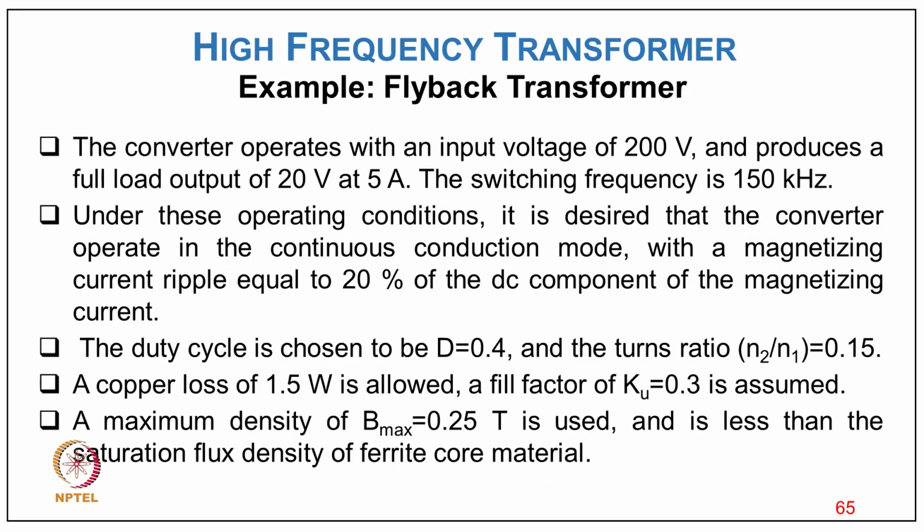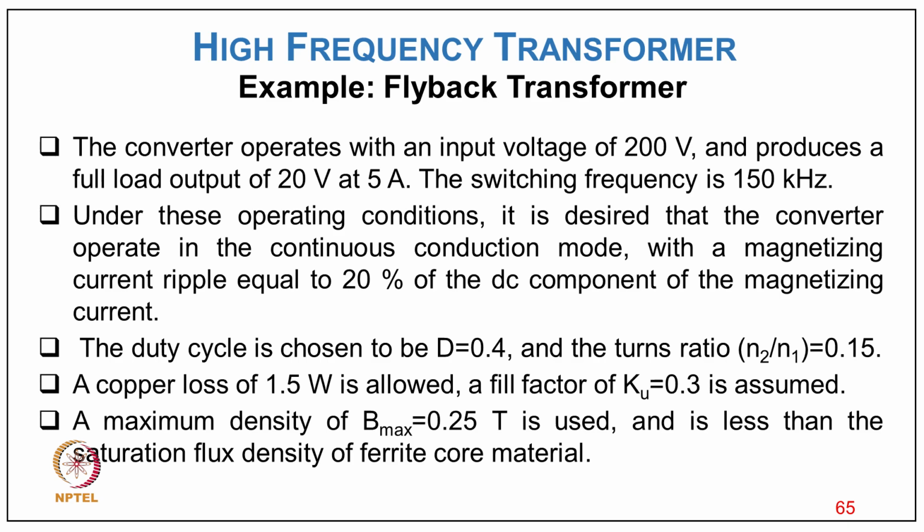So now coming to typically the converter operates with the input voltage of 200 and produces a full load of 20 volts at 5 ampere. The switching frequency is 150 kilohertz. Under these operating conditions, it is desired that the converter operates in the continuous conduction mode with a magnetizing current ripple of 20% of the DC component of magnetizing current, and duty cycle is chosen to be 0.4, D equal to 0.4, and the turns ratio is N2 upon N1 equal to 0.15.